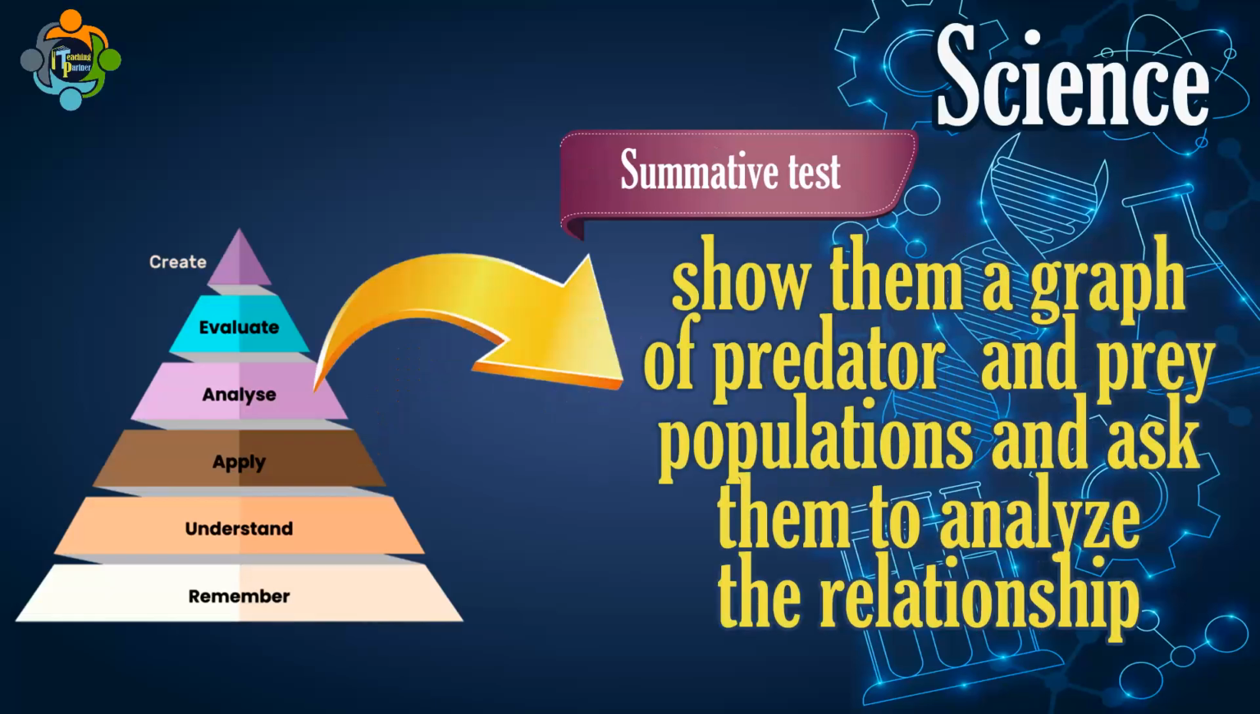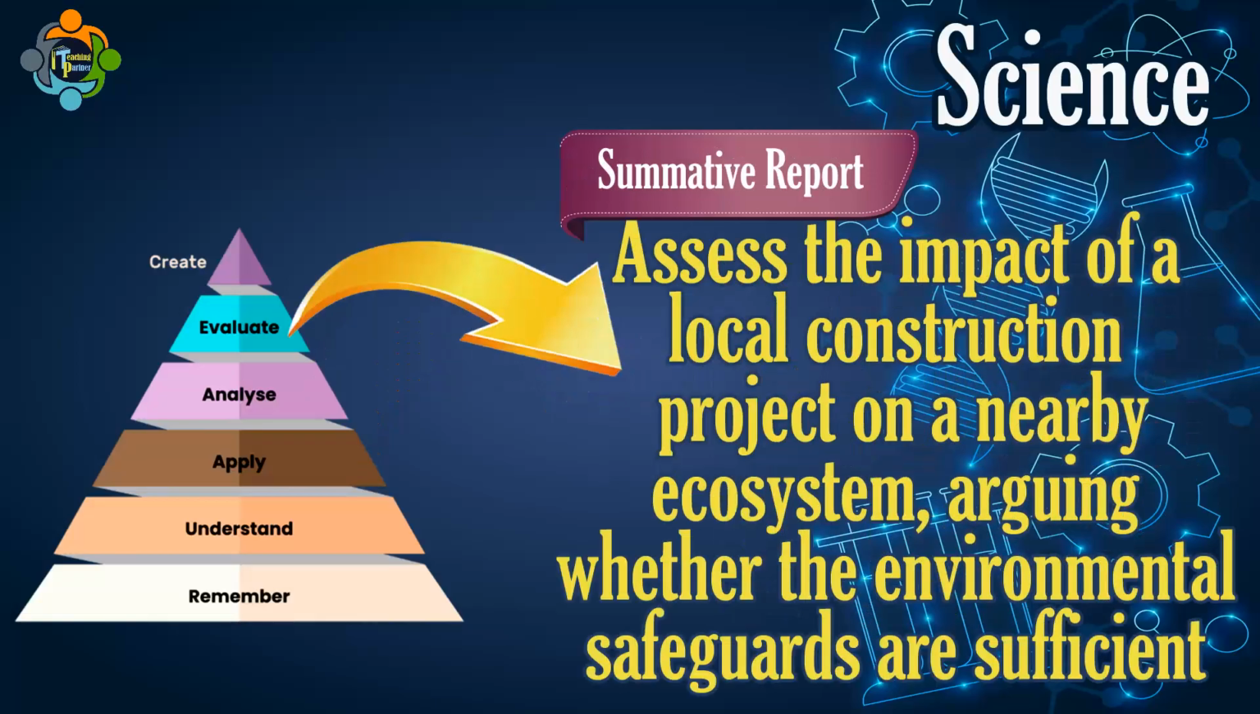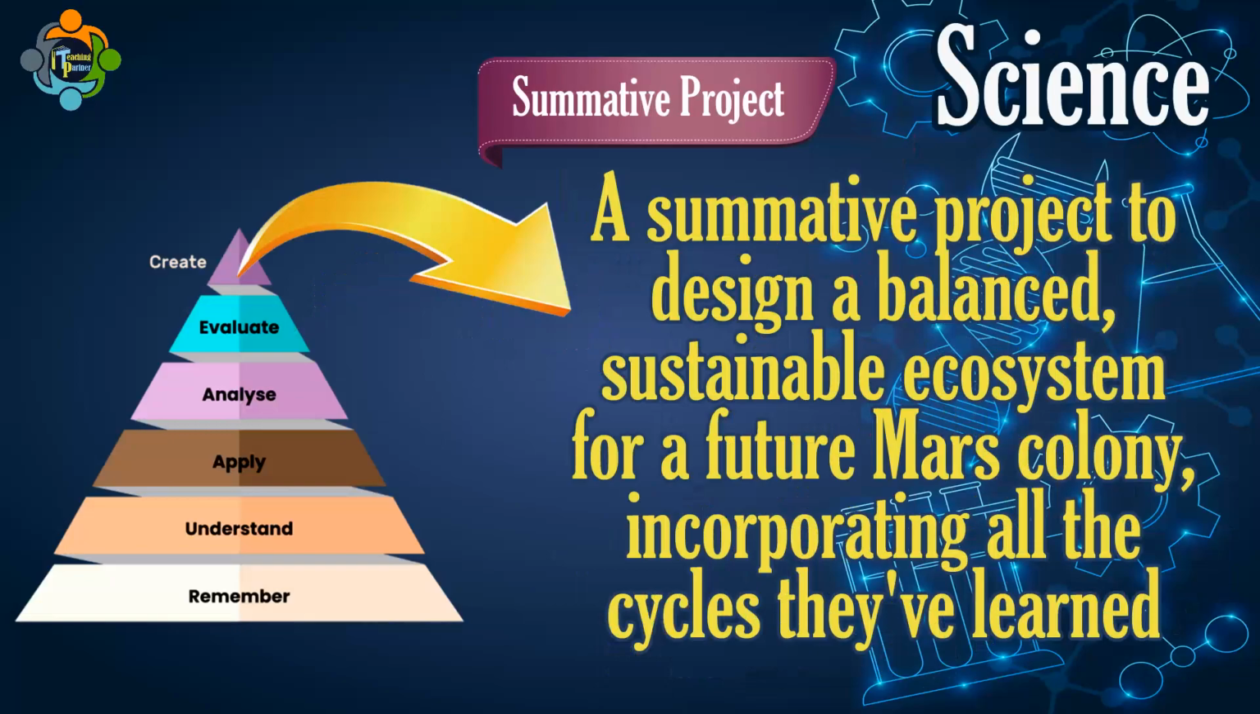Analyzing is ideal for a summative test. Show them a graph of predator and prey populations and ask them to analyze the relationship. For evaluating, a summative report where they assess the impact of a local construction project on a nearby ecosystem, arguing whether the environmental safeguards are sufficient. The highest level, creating, could be a summative project to design a balanced, sustainable ecosystem for a future Mars colony, incorporating all the cycles they have learned.